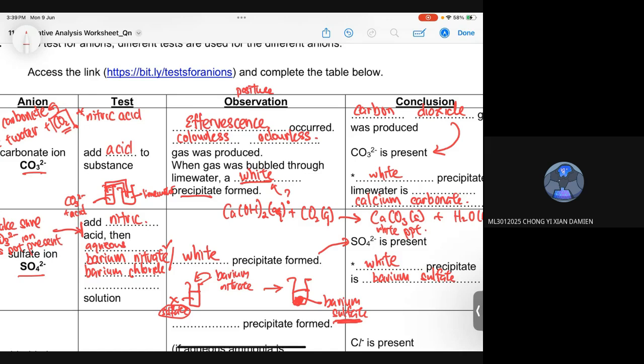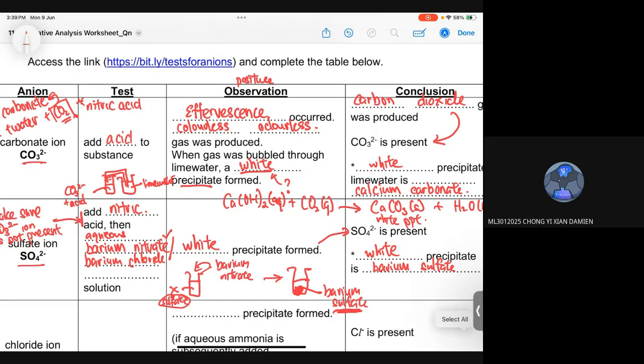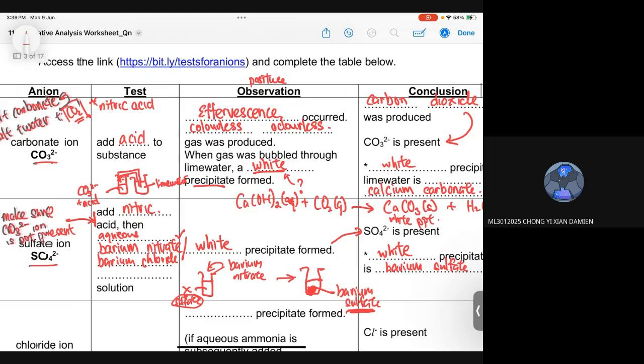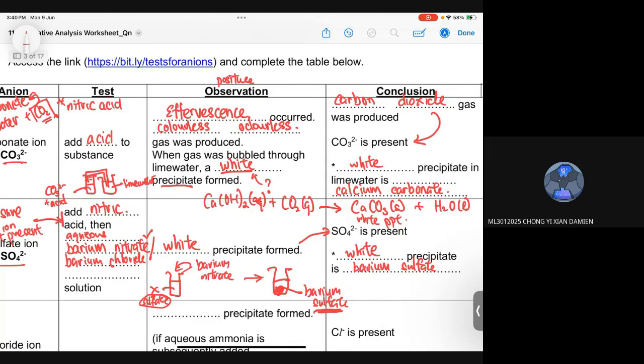Now, one of you asked, can you add barium nitrate first without adding nitric acid? Will that affect the results? Yes, that will. Because if no nitric acid is added, or no acid is added, the white precipitate could, I say again, could also be due to barium carbonate. So barium carbonate is also a white solid.